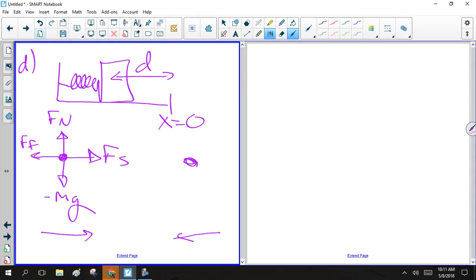So in part E, we've got simple harmonic motion, but now with damping. Did we talk at all about damping? I don't know if we did. I know I talked about it in my honors class. I don't think I did here.